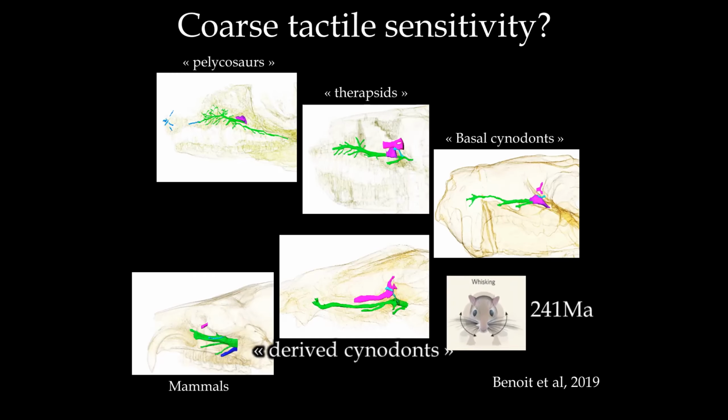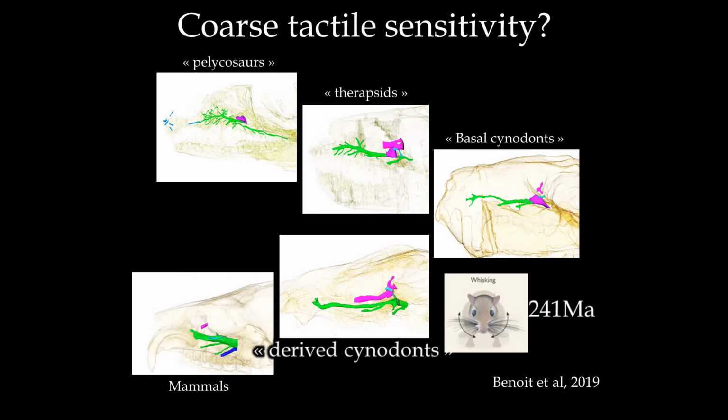And following the transformation from a nerve encased in the maxilla into a nerve free to move in the flesh and no longer encased, we could pinpoint where the evolution of whiskers was the most likely to occur, and it's probably 241 million years ago in those derived cynodonts, which have an essentially mammal-like infraorbital foramen. So again, another mammalian feature that evolves prior to the mammalian origin in our cynodonts.